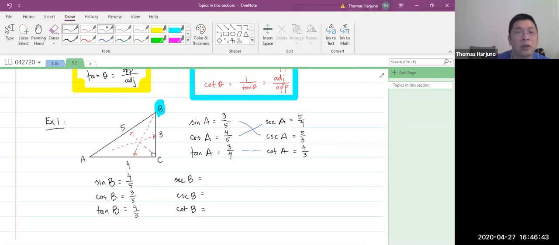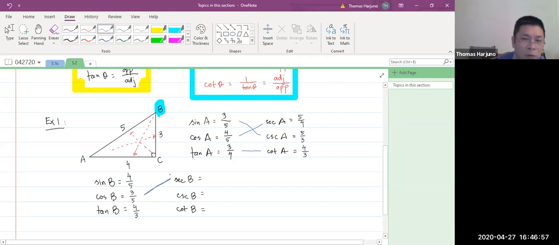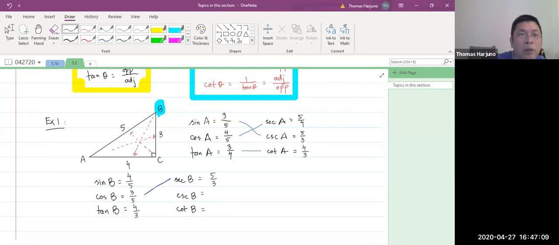Now, secant, honestly, if you ask me what is the definition of secant, I don't remember. I just remember that secant is the reciprocal of cosine. So at the back of my mind, if you ask me what's the value of secant B, I compute cosine B first, and then I do the reciprocal. Okay, that's how I do it. But of course, you find your own style.